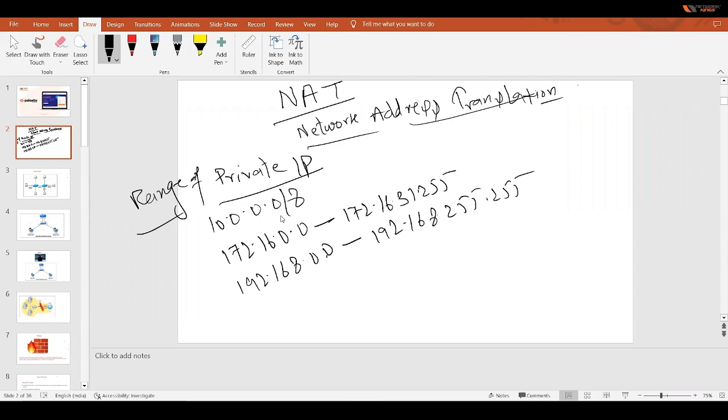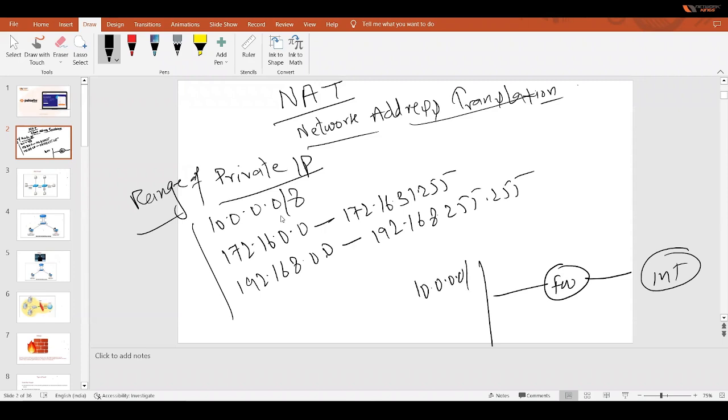So what does that mean? We know that private IP is not routable to the public. Public means the internet. Those IPs will not be routable to the internet. Suppose this is my firewall, this is my internet, and we have an office LAN network, where we use private IPs only. Suppose we have one inside zone with this IP /10 subnet. Whenever this subnet tries to go to the internet, it has to use some kind of public IP. Then only it will be routable to the internet.